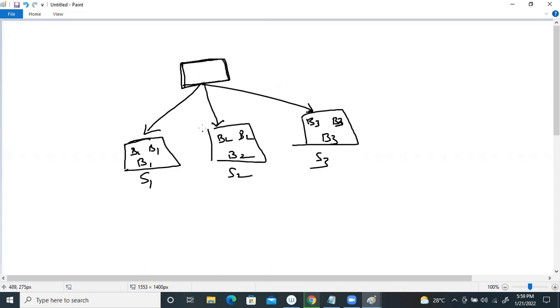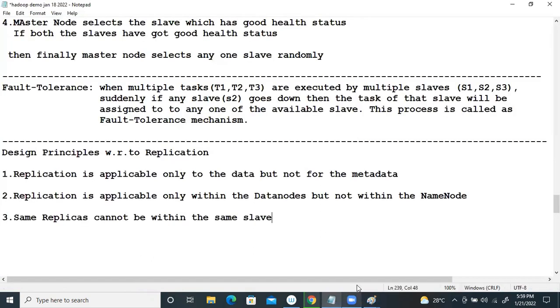Here, if suddenly S2 is down, the B2 block is lost. B2 is not present in S1 or S3. Total B2 is lost. So the same replicas cannot be within the same slave. They should be distributed across multiple slaves.